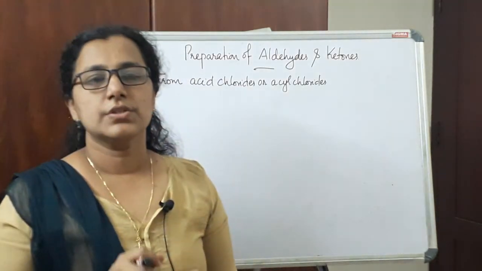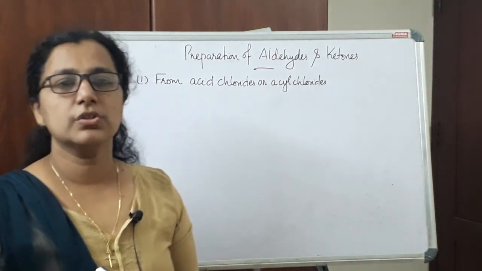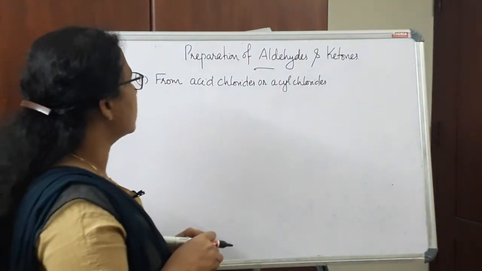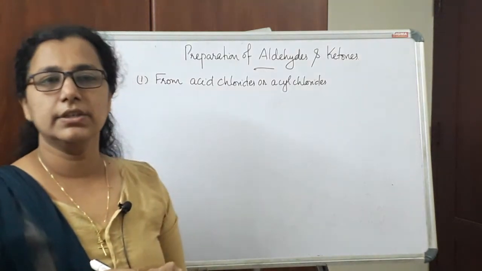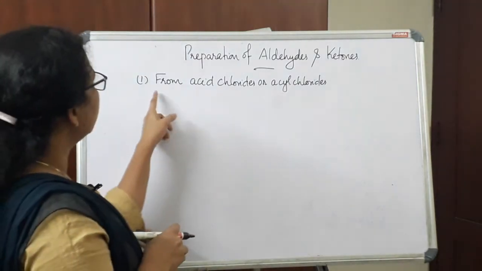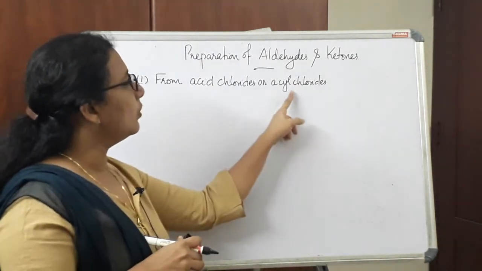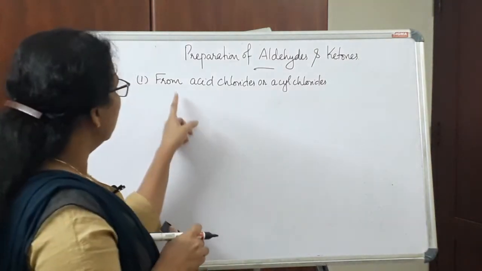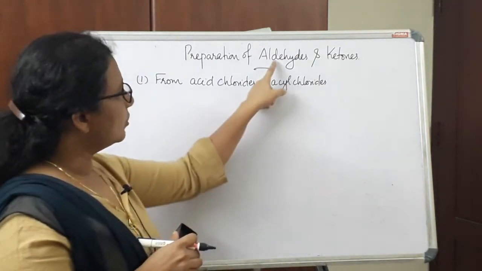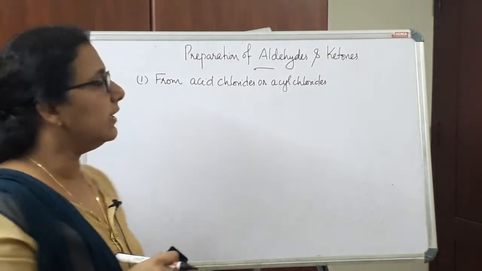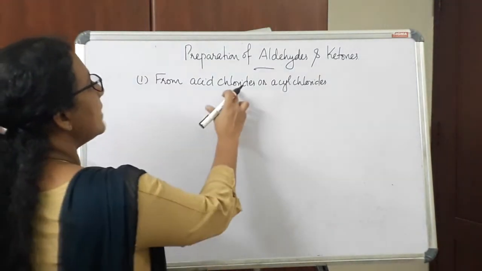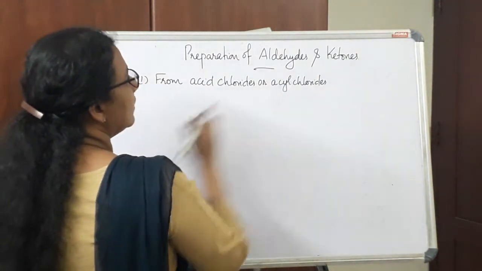Hello students, today we are going to discuss the preparation of aldehydes and ketones. How are aldehydes and ketones prepared? First one is from acid chlorides or acyl chlorides. This method is for the preparation of aldehydes. So aldehydes can be prepared from acid chlorides or acyl chlorides.